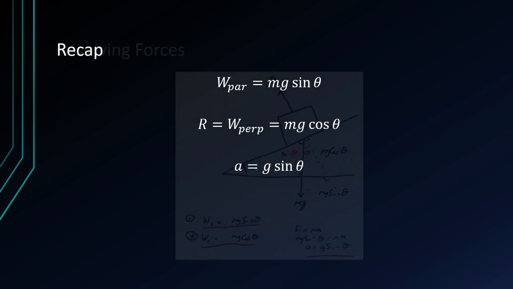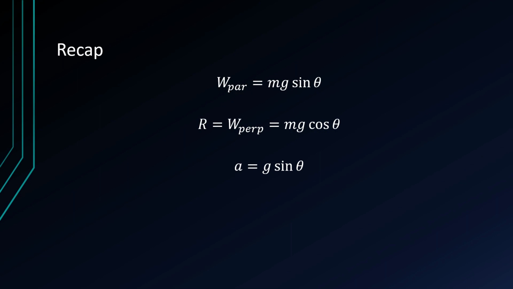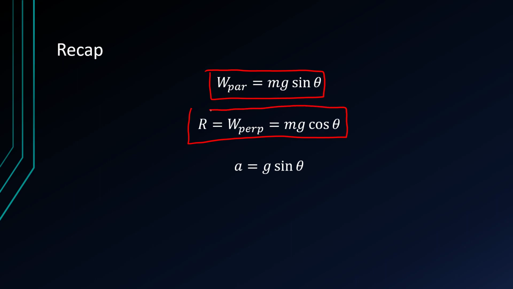So as just a quick recap, the parallel component of the weight is mg sine theta. The perpendicular component of the weight is equal to the normal reaction force, which is equal to mg cos theta. And the acceleration, assuming no friction, of a particle on an incline theta is g sine theta.